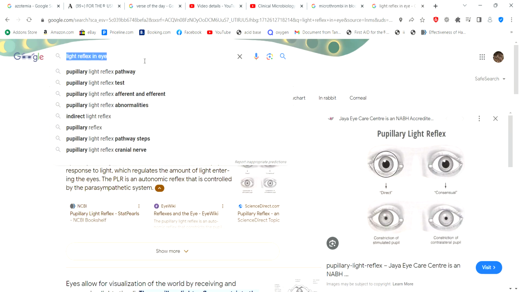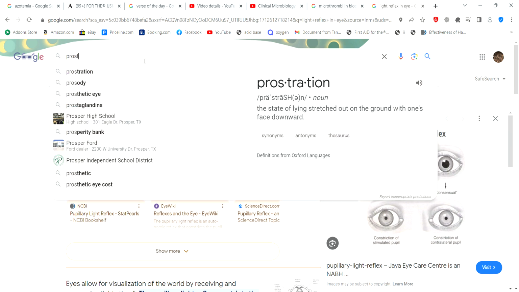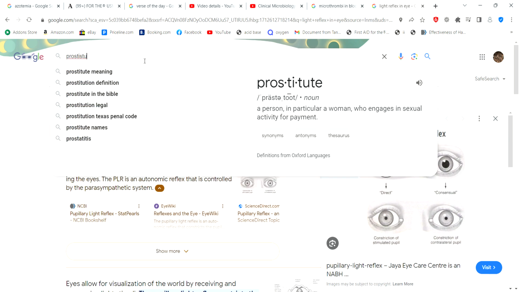What is prostitute's pupil? Why is it called that?